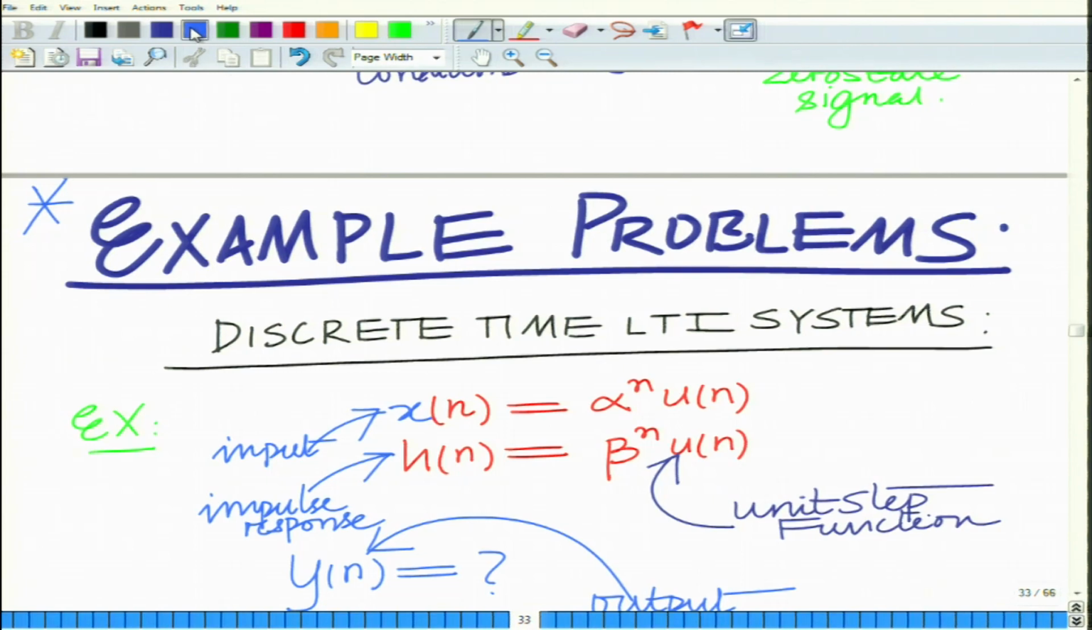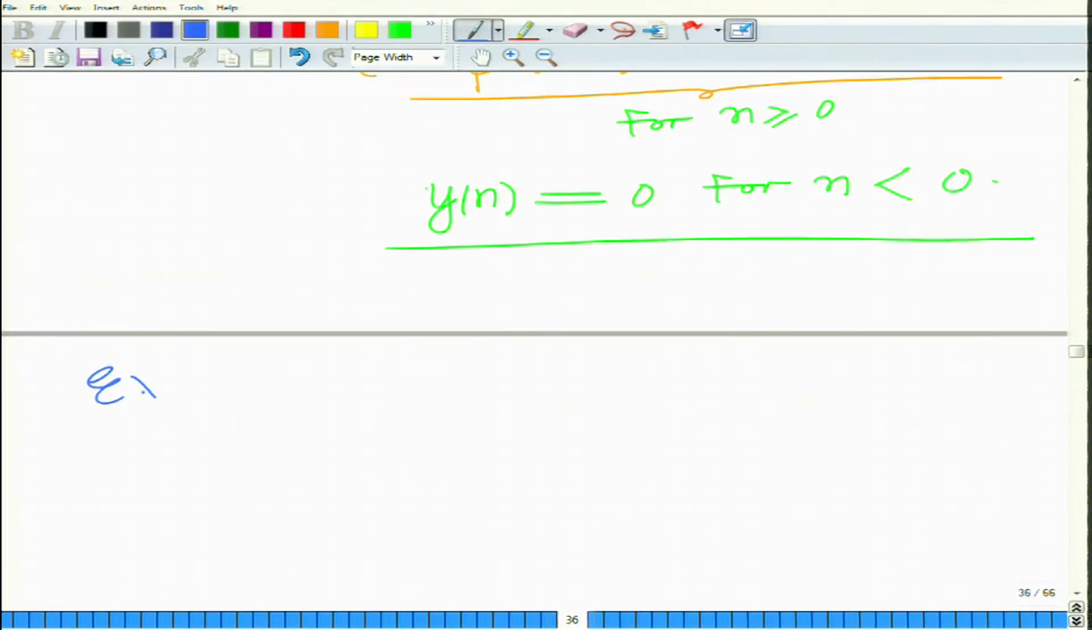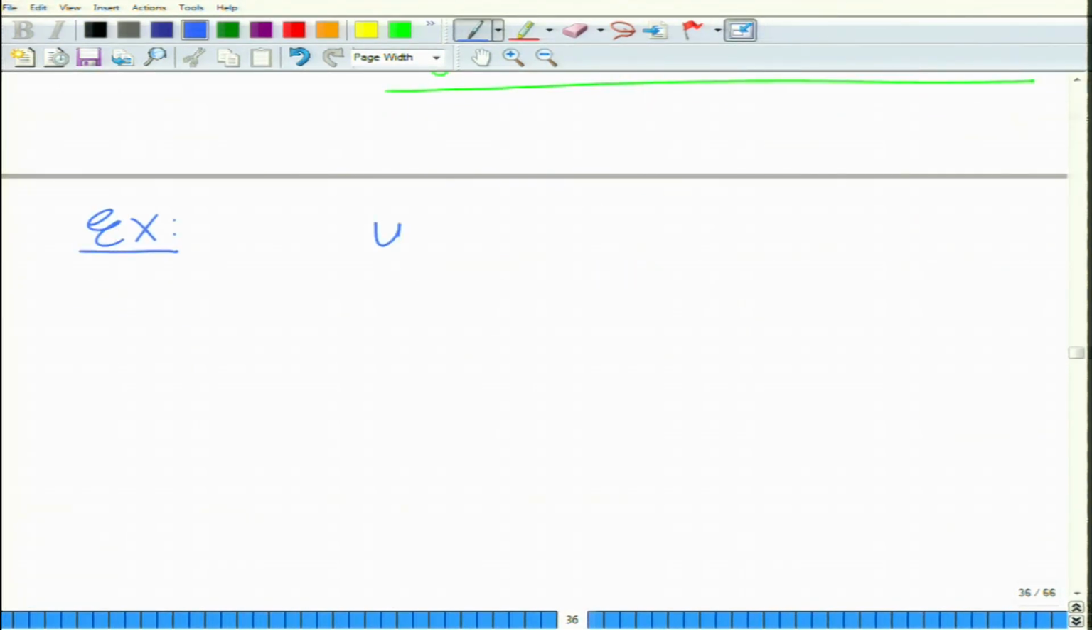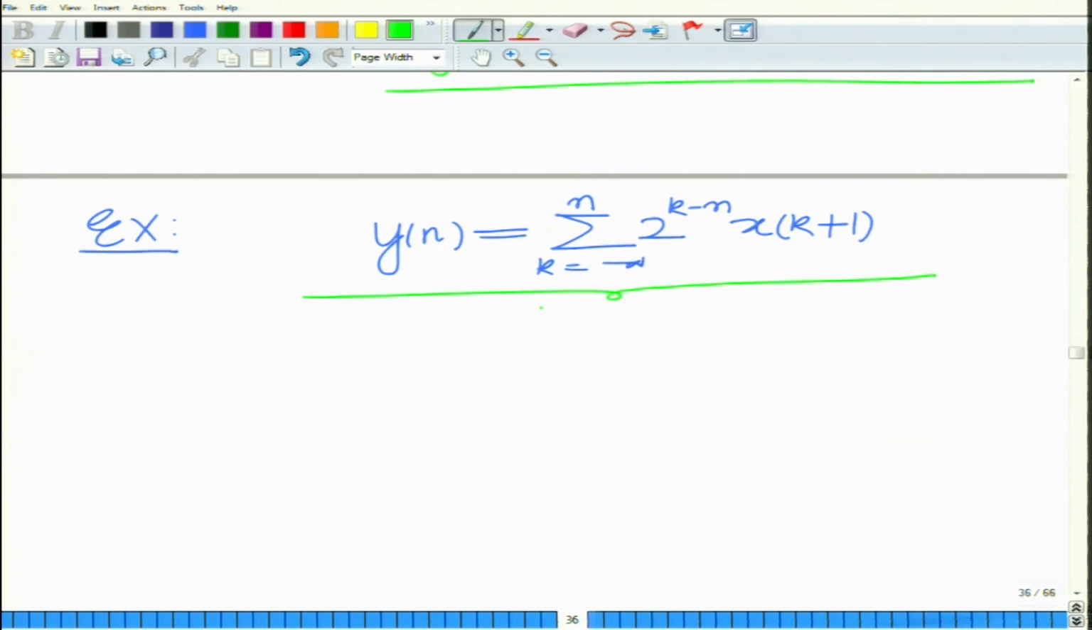So, let us now consider another example, that is y[n], the output y[n] given in terms of the input x[n] as the summation of 2 raised to k minus n times x[k plus 1]. So, we want to ask the question, is this causal? Is this a causal system?